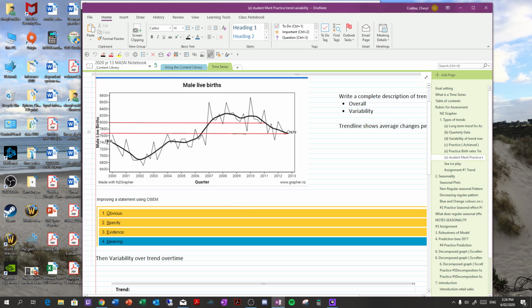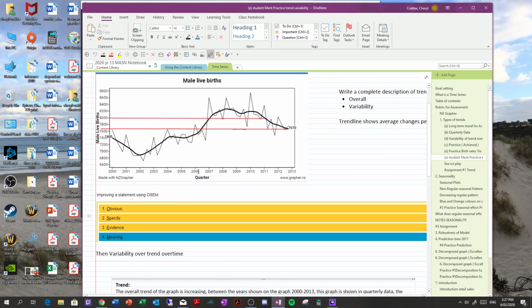So we talk about the fact that it's obviously increasing between 2000 and 2013. And we get into the specifics. What kind of data are we dealing with? We're dealing with a time frame of quarterly data from 2000 to 2013. And we're dealing with male live births, so like 6,600 male live births in New Zealand. So this is New Zealand data.